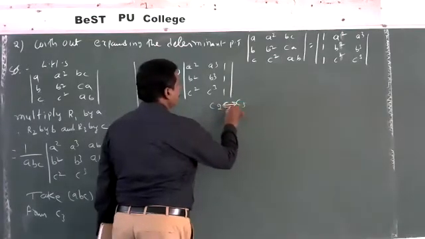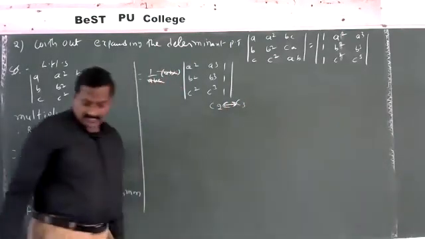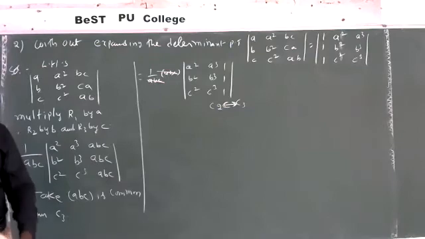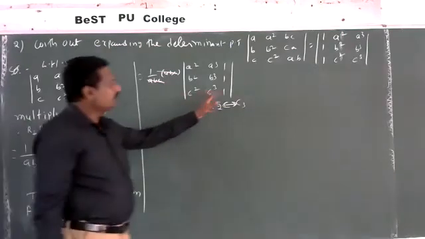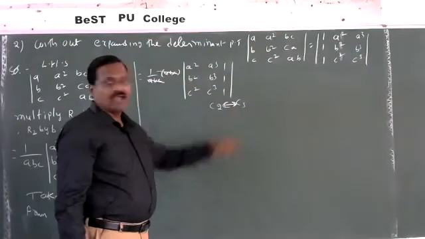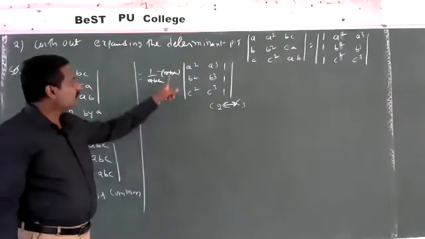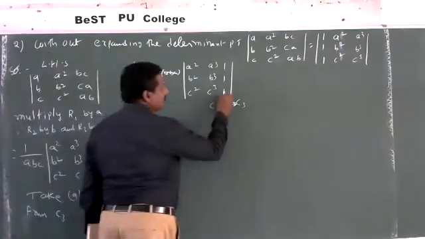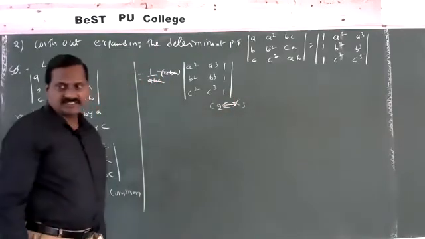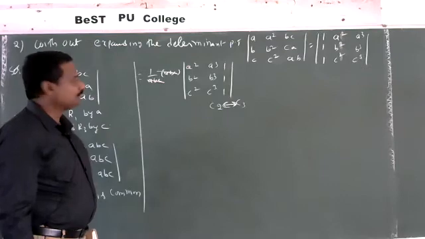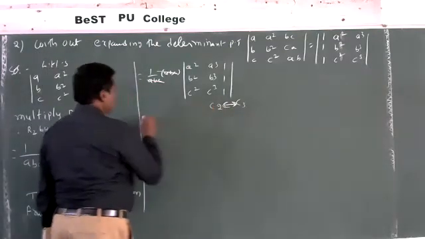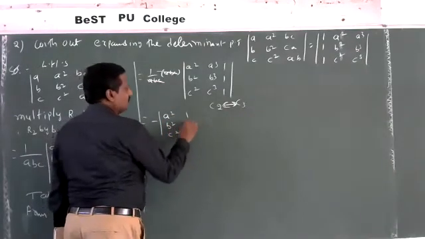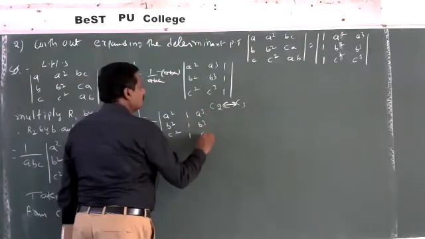Here if you interchange any two rows or any two columns, the value of the determinant changes its sign. Already proved that property. Here plus is there, it becomes minus. Interchange C2 and C3, then it is minus of a square, b square, c square, 1 1 1, a cube, b cube, c cube.